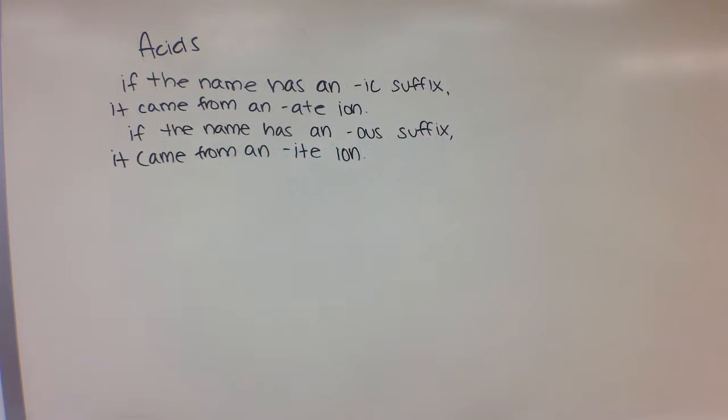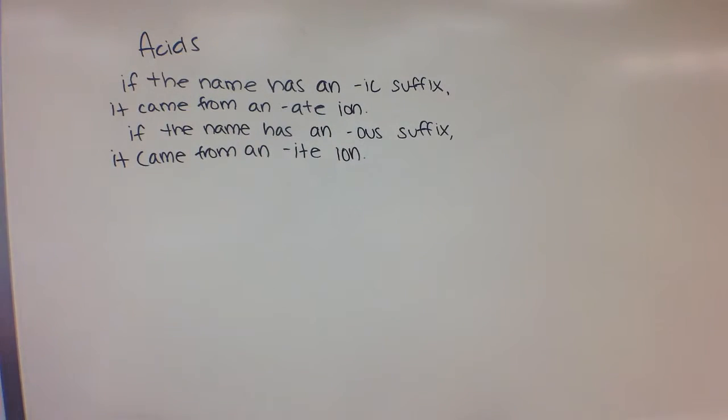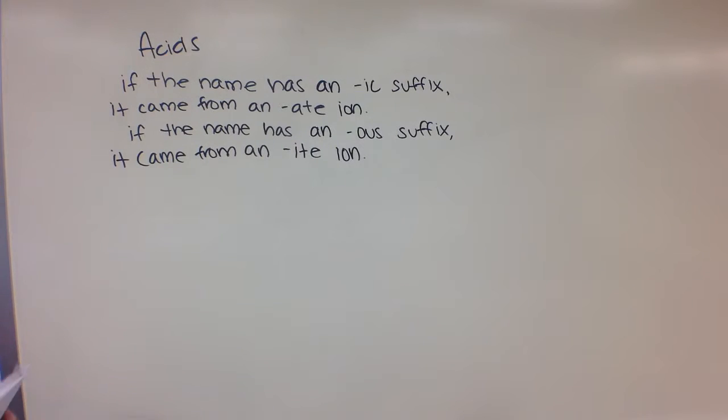And now, moving on to acids. Acids are a little bit different. So now if the name of the acid ends in ic, then that means that the ion that it came from has to end in ate, A-T-E. And if the name ends in us, O-U-S, then it has to come from an ion that ends in I-T-E.